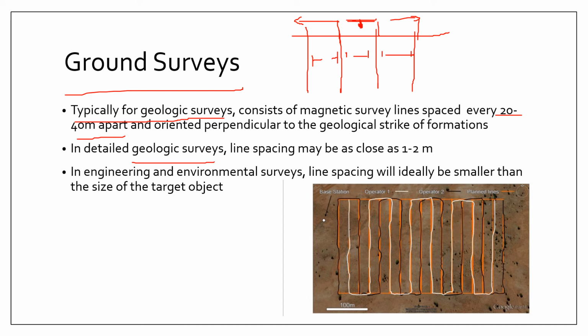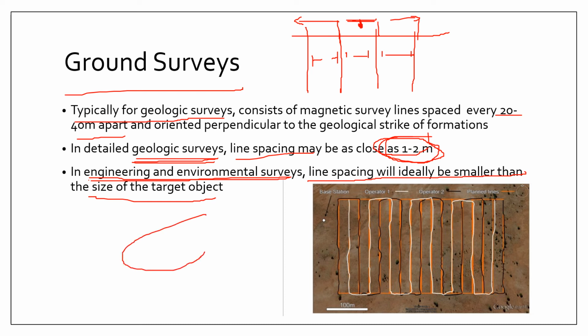All right, now when you are dealing with detailed geologic surveys, which I think is important in exploration activities, your line spacing may be as close as every 1 to 2 meters. Now there are some circumstances where magnetic surveys are employed in engineering and environmental applications. I could think of mapping out or detecting World War II bombs in an area, or unexploded ordnances in general, looking for metal pipes, or even treasure hunting. The line spacing will be small and will depend on the size of the target object.